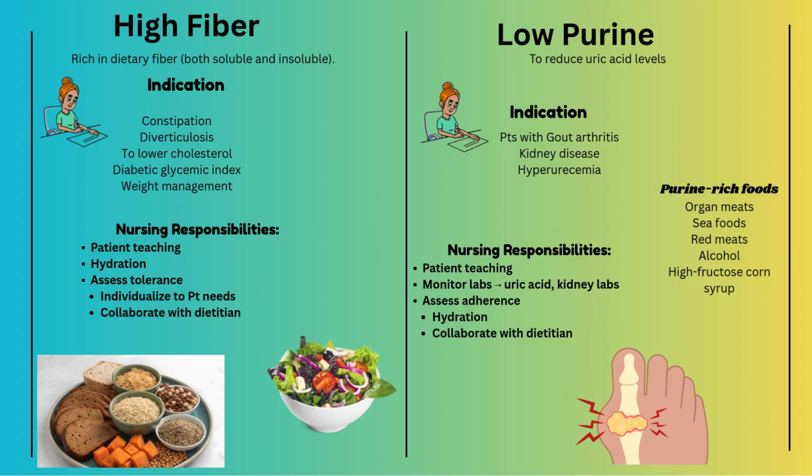Coordinate with the dietitian to ensure adequate protein intake from low purine sources. So patients should be able to know which are the sources of protein that can still provide protein but don't have high levels of purine.